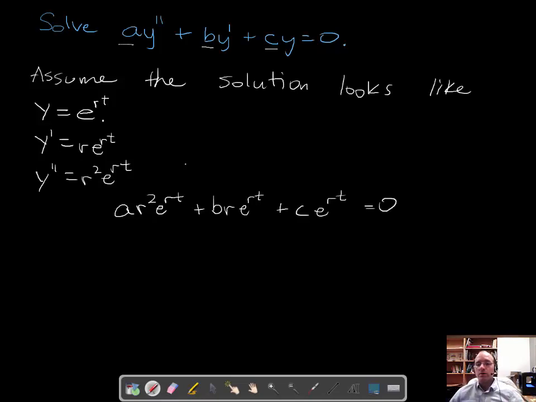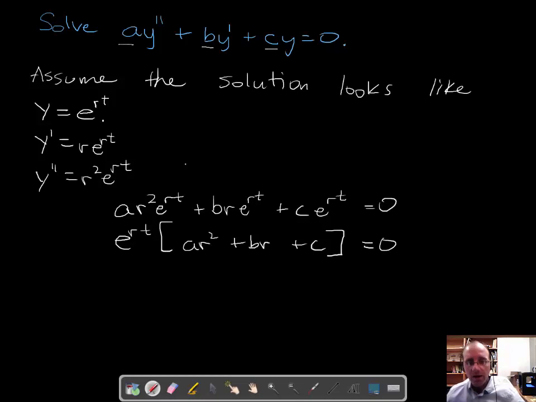We know how to solve such an equation. We could factor out e to the rt, leaving us with ar squared plus br plus c. Multiplying this out, we get 0. And that right there tells us how to solve it, because e to the rt can't be 0, no matter what t is. It doesn't even matter if t is a complex number. That can never be 0. So this implies that ar squared plus br plus c equals 0.